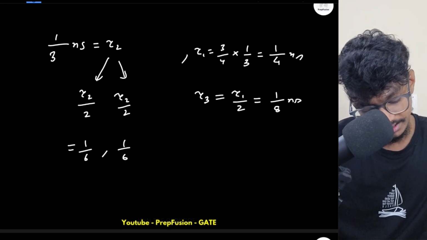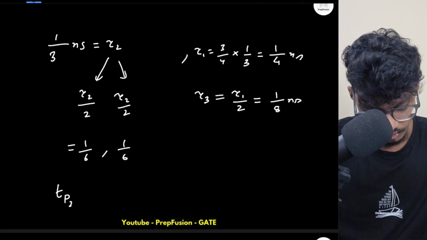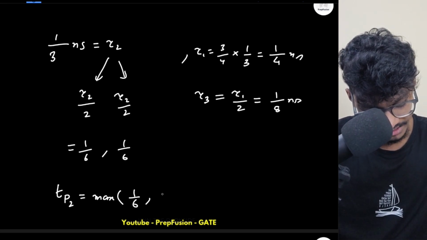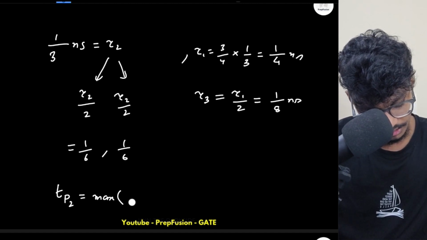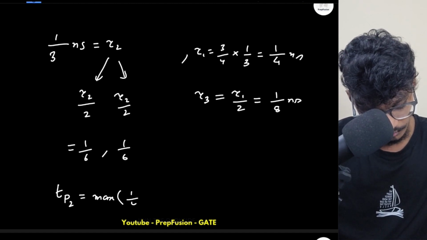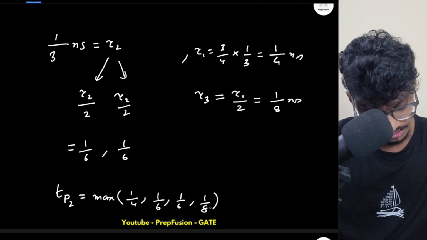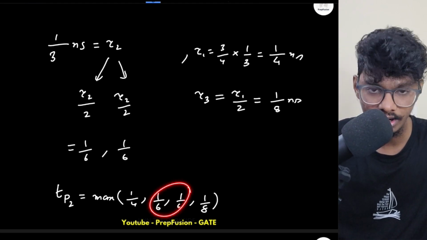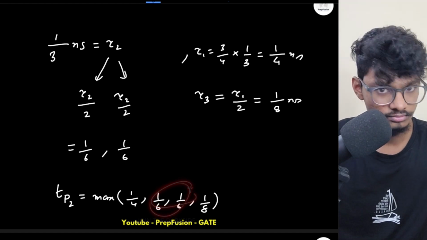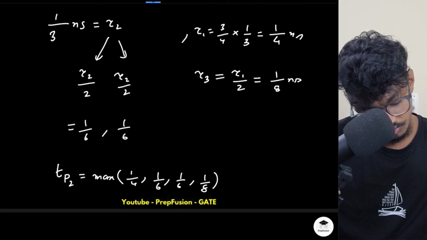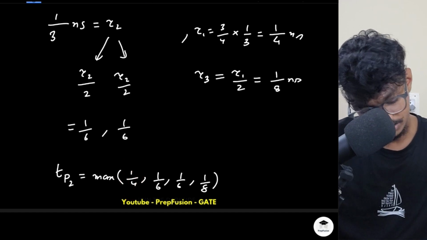So finally, what will be the new TP2? It will be the maximum of 1 by 4, 1 by 6, 1 by 6 and 1 by 8, because I have broken down the longest stage delay into 2 delays. So TP2 will be what? This will be the highest, right? 1 by 4 simply.